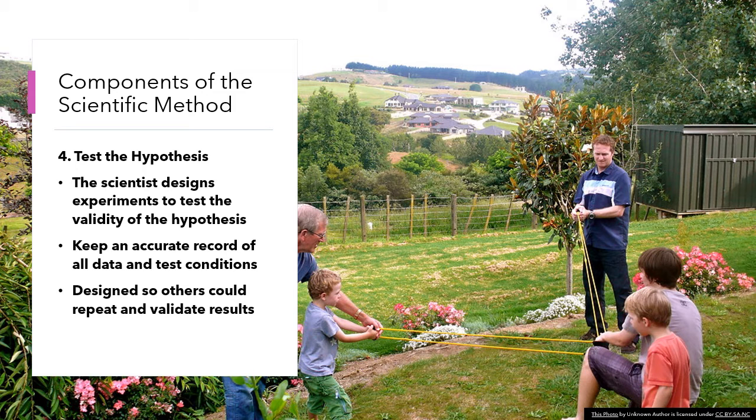Now, once we have our hypothesis, key here is we want to test it, right? We want to do our experiments. So we're going to design experiments to test the validity of the hypothesis. We want to make sure we keep an accurate record of all the data and the test conditions that we're using for each of those experiments, right? We want to make sure that we know exactly what the situation is when we run our experiments, so we know what the controls are and we can relay them to other people. And that way others can repeat and validate the results that we get.